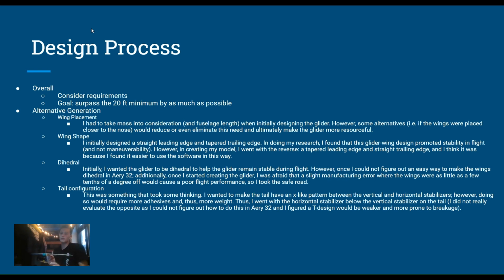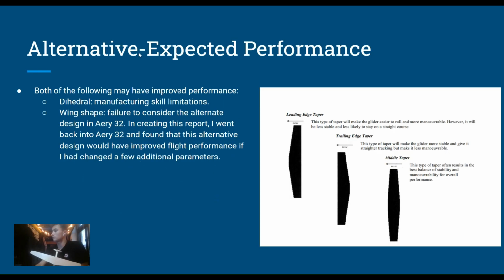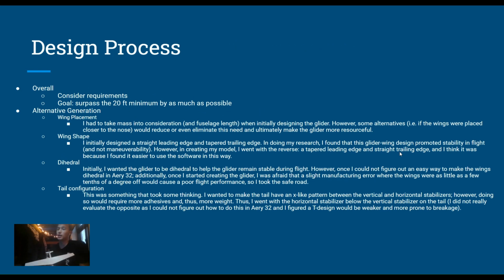For wing shape, I initially wanted the leading edge to be straight and the trailing edge to be tapered. I found that in this article here. I took a snippet from the paper where the tapered trailing edges typically glide more in a straight line, and that was what I needed.